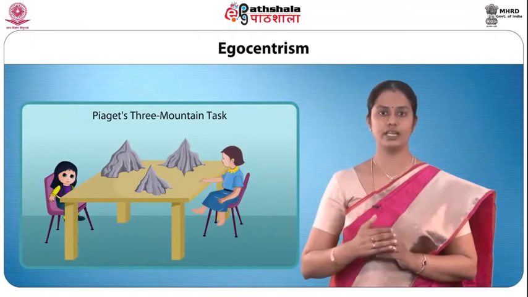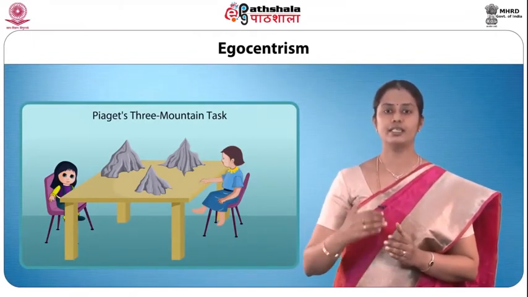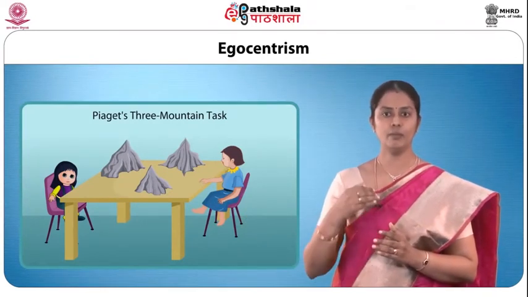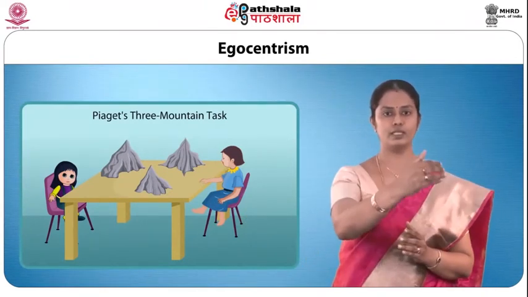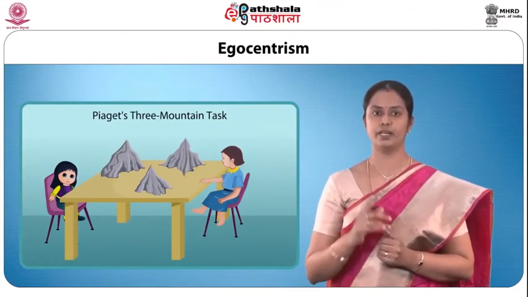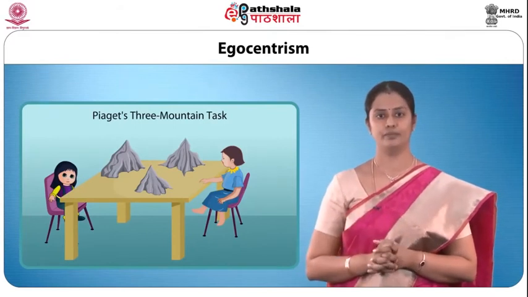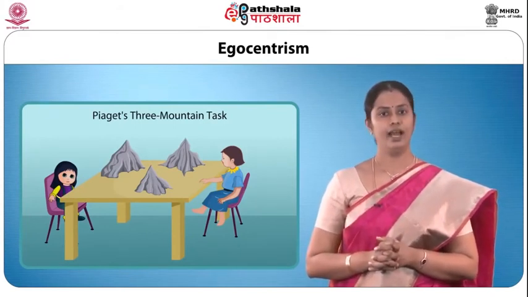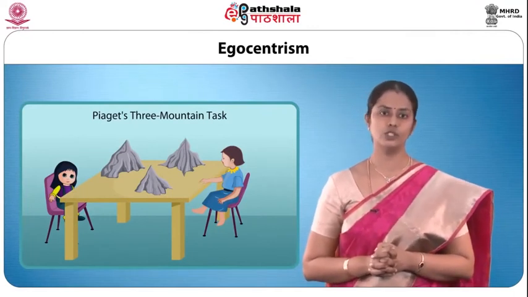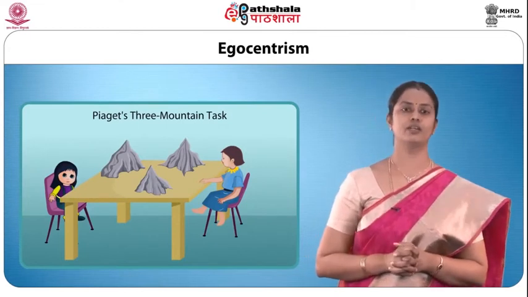The child was allowed to go around the mountain display, after which he is asked to pick up a photograph from a pile of photos to show how the mountain would appear from the doll's direction. The child will for sure pick up a photograph demonstrating his own point of view. Have you at any time observed a kid nodding his or her head in response to a telephonic conversation? This is nothing but egocentrism.